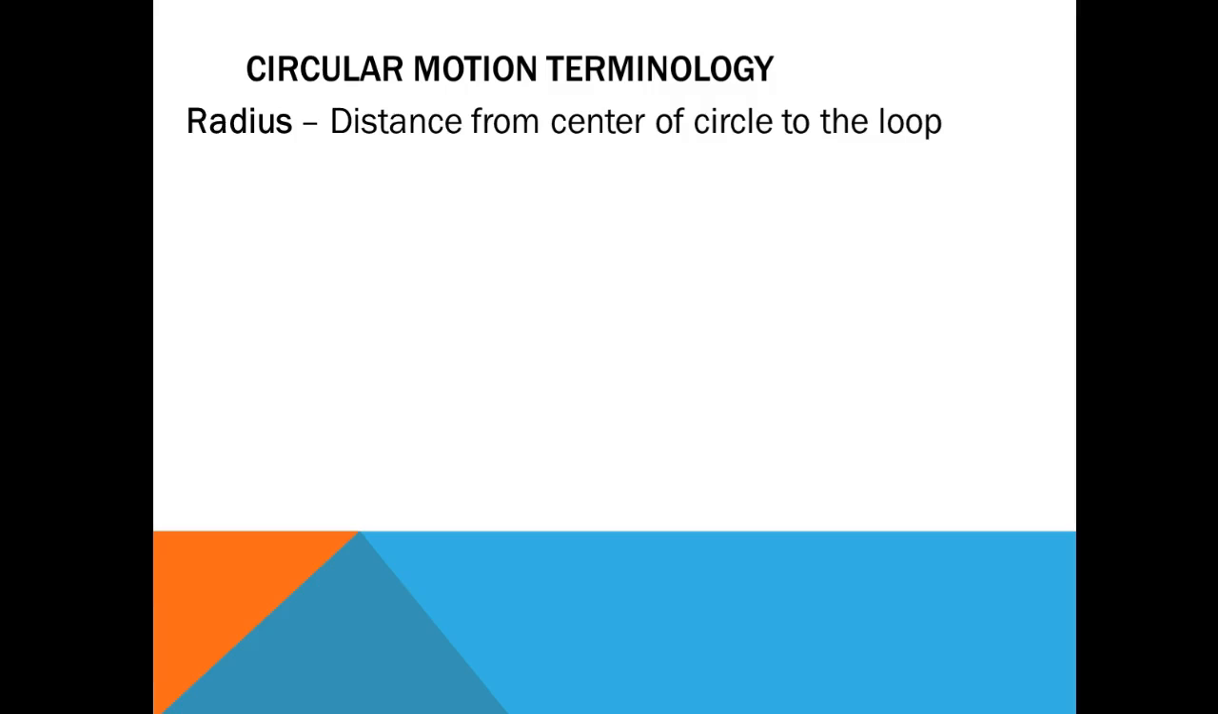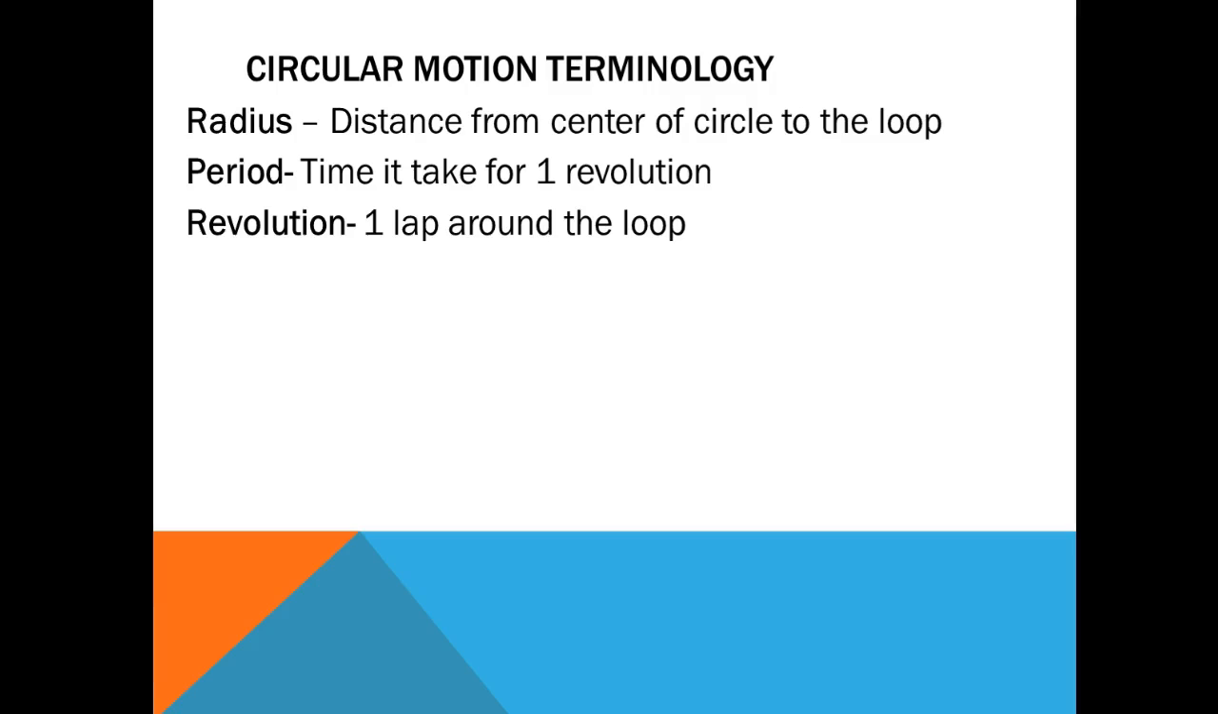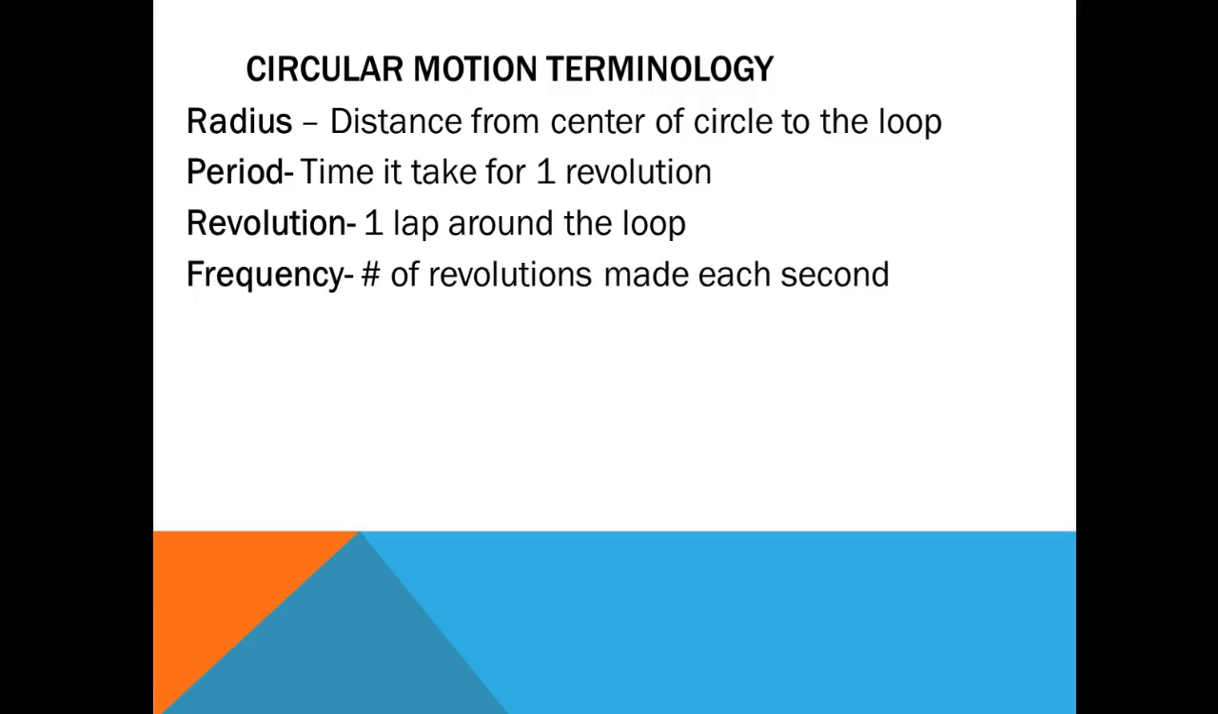When we talk about radius, we are talking about the distance from the center of a circle to the loop. The period is the time it takes for the object to make one revolution. So the period is in seconds, it's a measure of time. One revolution is one lap, so one full trip around the loop. The frequency is the number of revolutions made each second, so it's the reciprocal of our period. Period is seconds per revolution, frequency is revolutions per second.